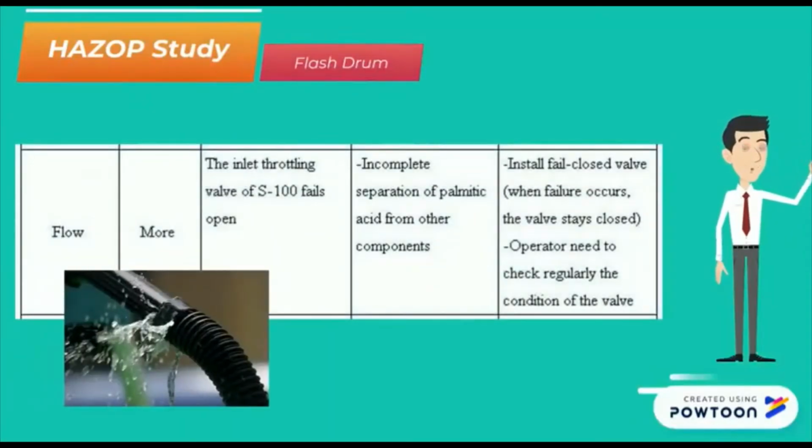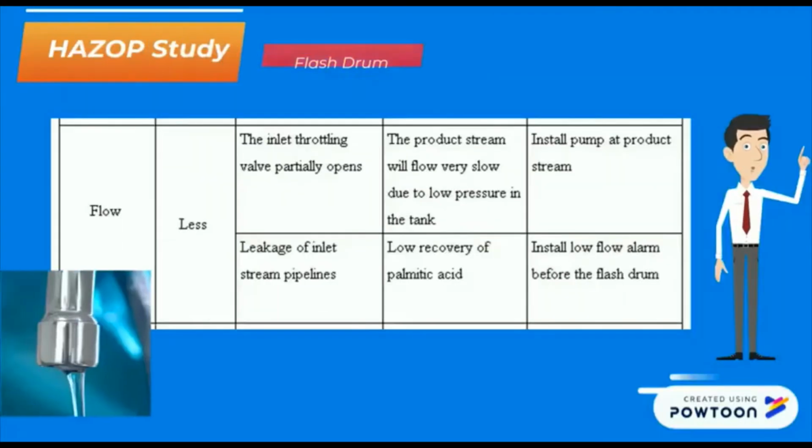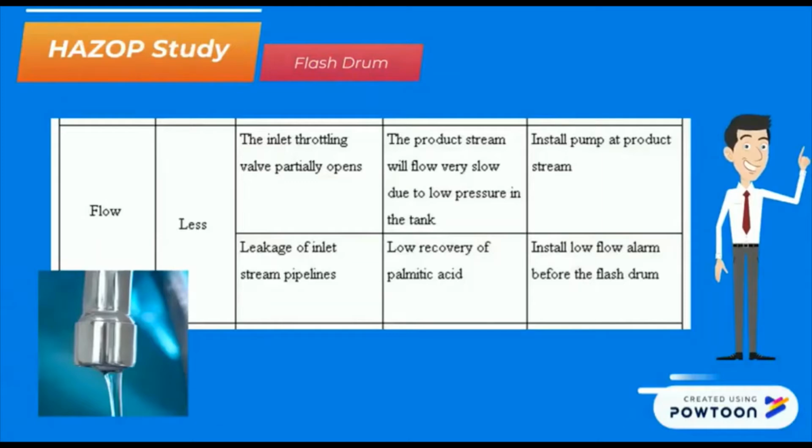Next, more flow. Possible causes: inlet throttling valve fails open. Possible consequences: incomplete separation, and actions required are installing a fail close valve, and the operator needs to check the valve condition regularly. Next, less flow. Possible causes: inlet throttling valve partially opens and leakage of the inlet stream. Possible consequences: low flow of product stream and low recovery. Actions required: install a pump and install a low flow alarm.